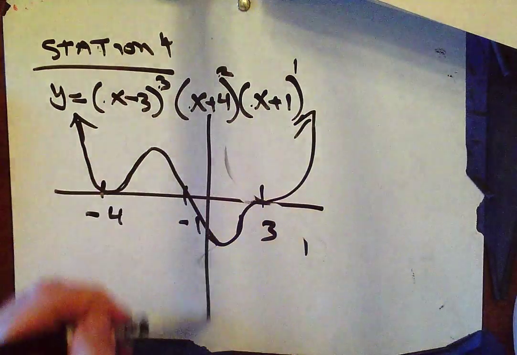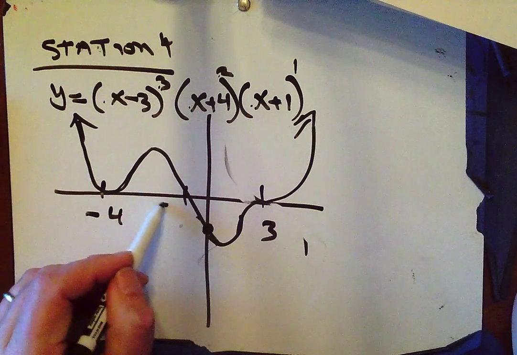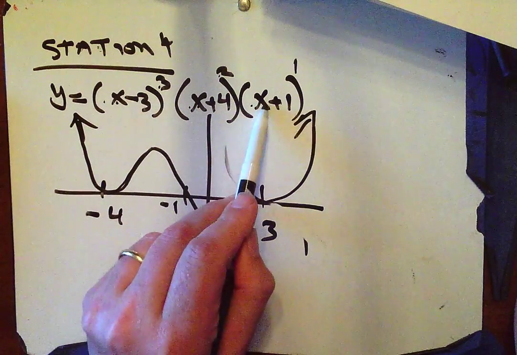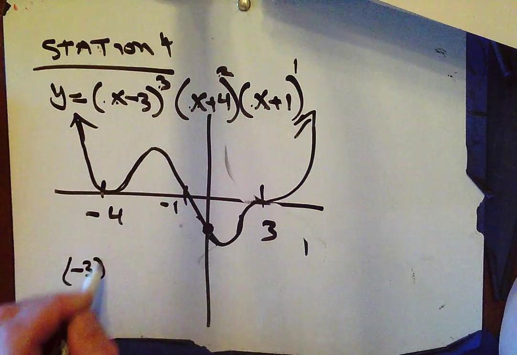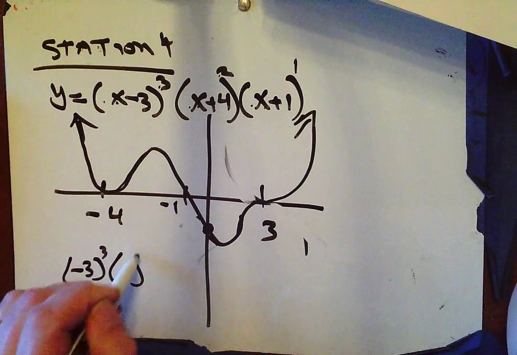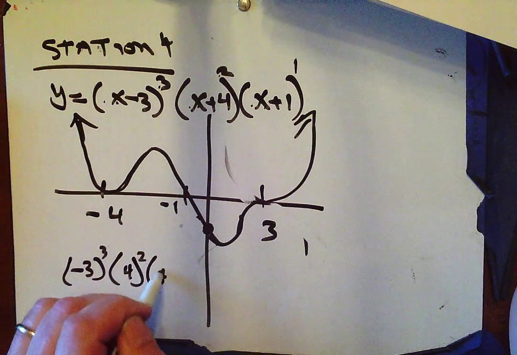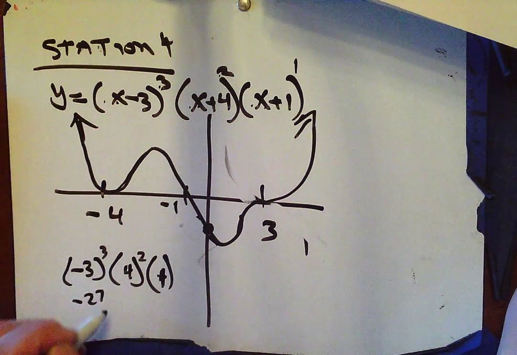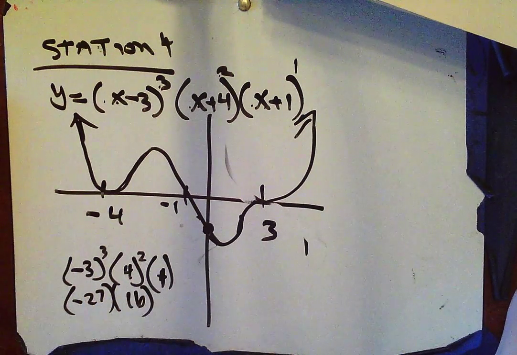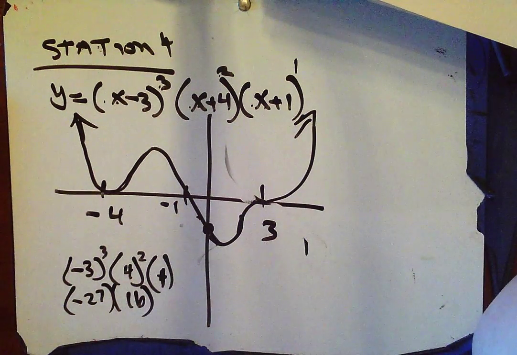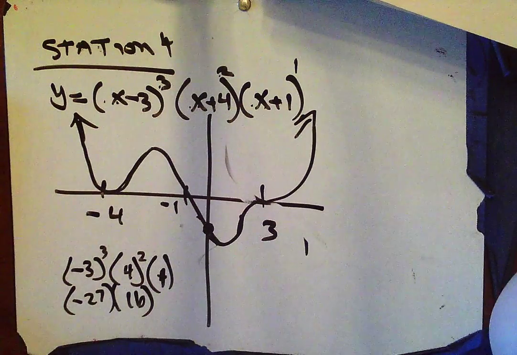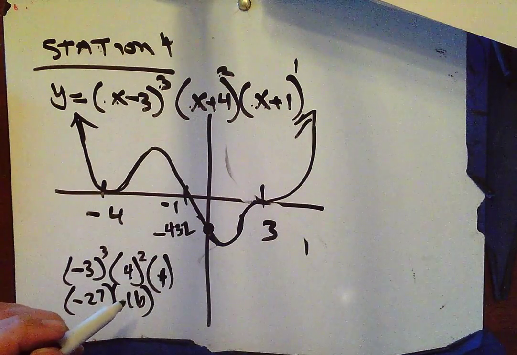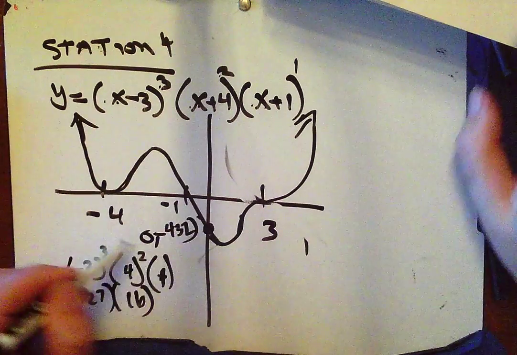Okay, let's put in our y-intercept as well. Our y-intercept is found by plugging in a 0 here, a 0 here, and a 0 here. So we're going to have negative 3 to the third, we're going to have 4 squared and positive 1. So that's negative times negative times negative, which is negative 27 times 16. 27 times 16 turns out to be 432. So we've got negative 432. Any questions about that? Okay.